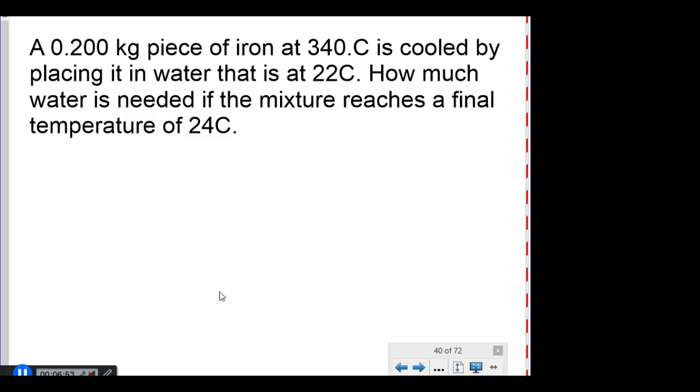So we have a 0.200 kilogram piece of iron. Why would we want to heat up iron, do something with it, and then cool it down? If you want to shape metal into something, you have to heat it up first so that you can maybe strike it with a hammer or start bending it. When you are finished doing what you want to it, then you have to cool it down again. Why?